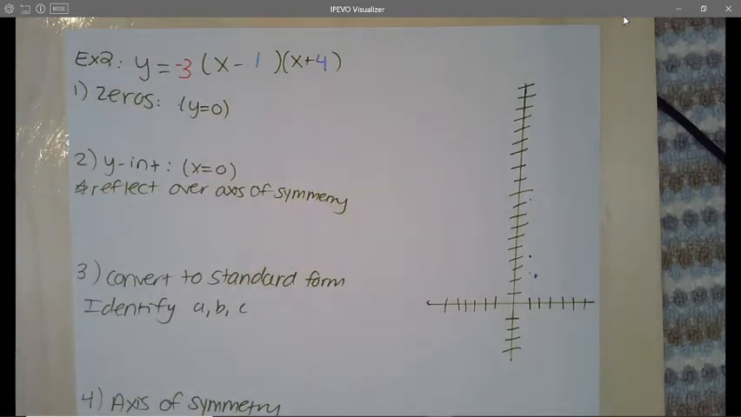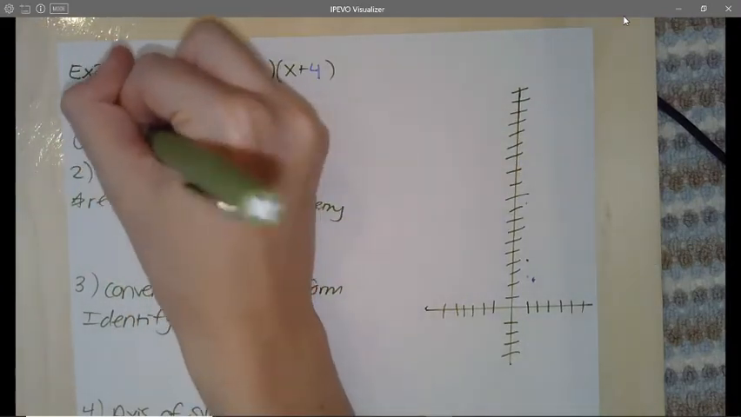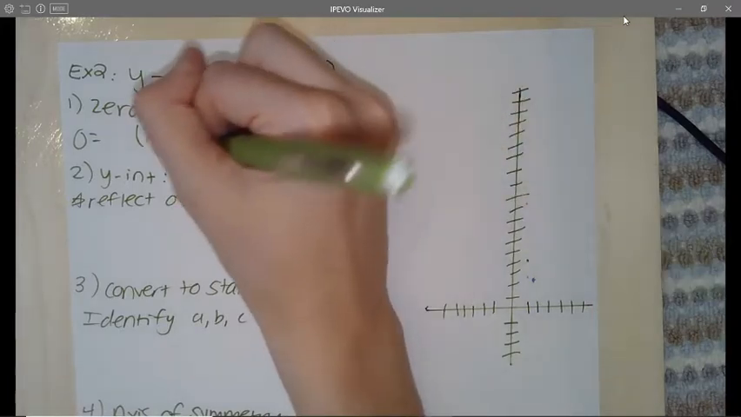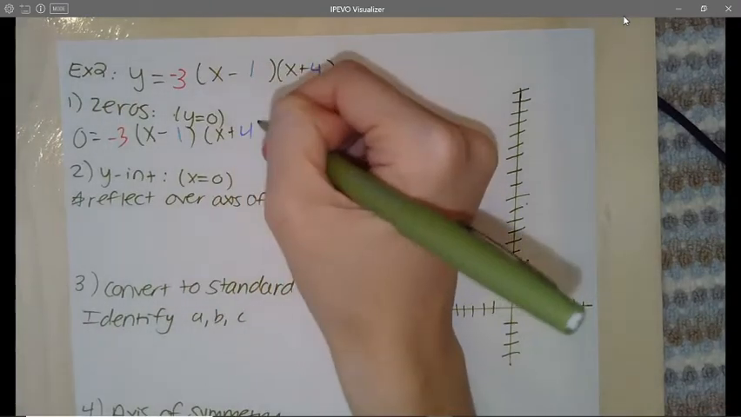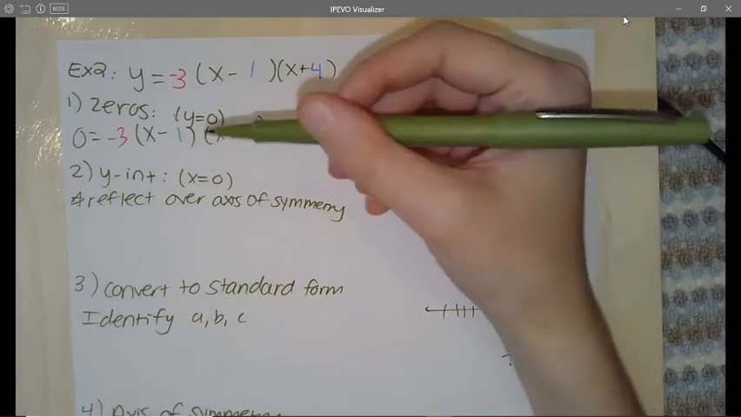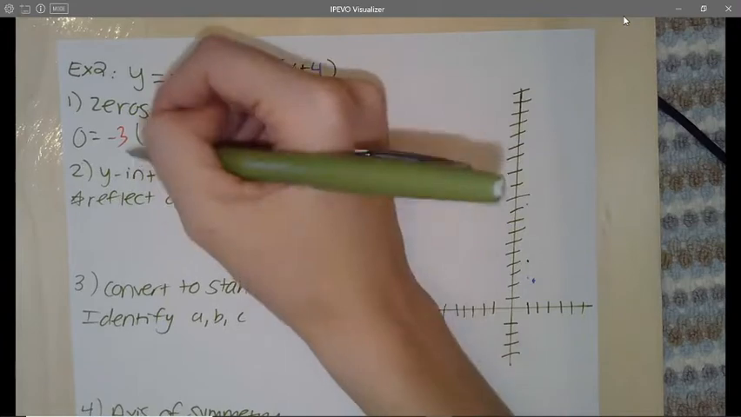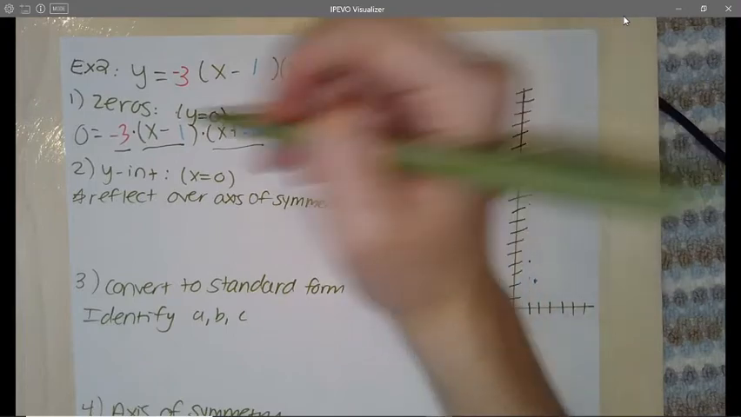So I'm going to start by making my y 0. So I'm going to have 0 equals, I'm just going to set it up. All right, I got the -3 in the front. And then we have the x minus 1 and the x plus 4. Okay, so when you're finding your zeros, you set every single factor equal to 0. So factors are numbers that multiply together. So like 3 or -3, x minus 1, and x plus 4, they are all factors.